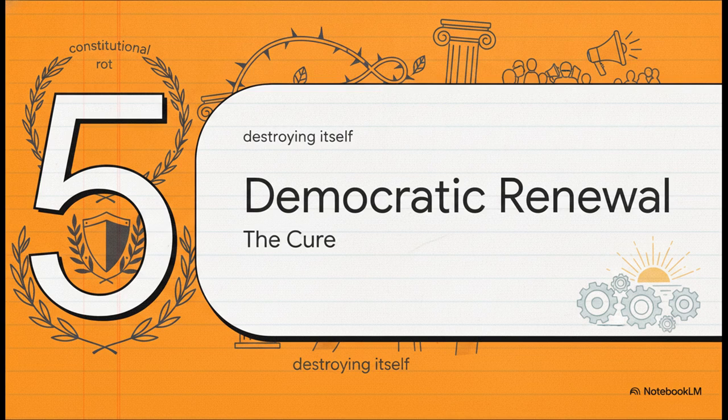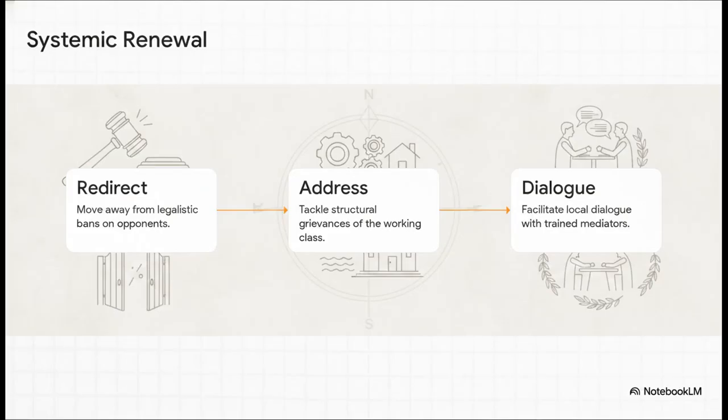Finally, Part 5, Pathways to Democratic Renewal. If we can't ban our way out of this, what is the actual cure? Well, the true cure requires systemic renewal, and scholars point to a few key steps. First, democratic actors have got to break the comfortable habit of trying to eliminate competitors through the courts. Second, they have to step up and offer genuine political visions that actually address those root structural grievances: the economic precarity, the loss of community, that intense feeling of abandonment.